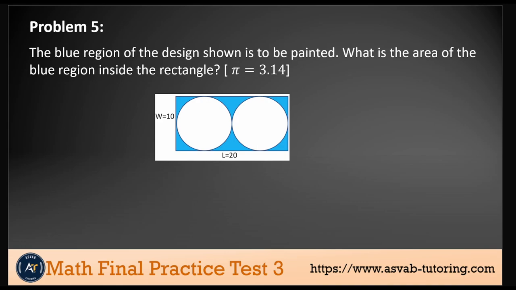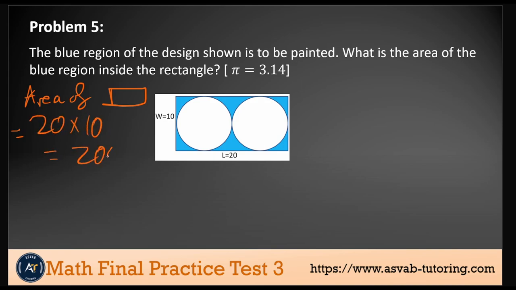The blue region of the design shown is to be painted. What is the area of the blue region inside the rectangle? And it tells us that pi can be taken as 3.14. Well, first we have to figure out the area of the rectangle. Area of rectangle equals 20 times 10, which equals 200 square feet. Square unit, really, because we don't know. So, 200 unit squared, or square units.